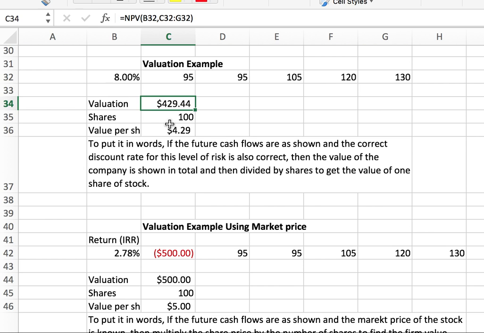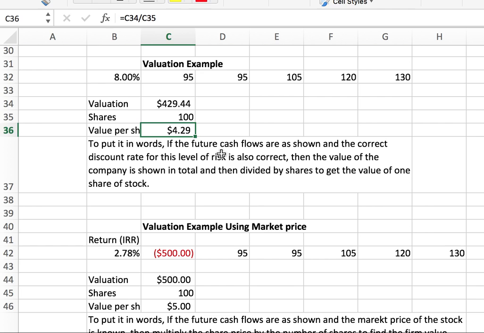Now, having said that, there's not just one share of the firm. This firm is divided into 100 different shares. So there's 100 different shareholders with one share each, and each value of the share is $4.29. So we would simply look at the market price and say, is the market price higher or lower than what we think it should be?